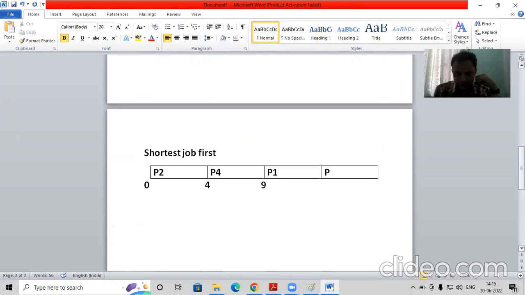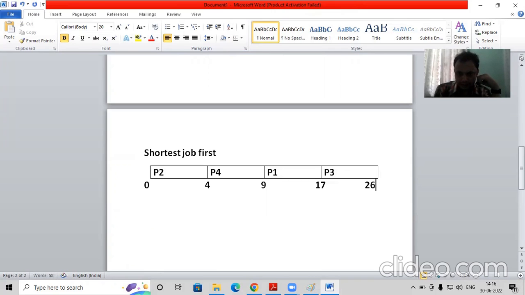P1 takes 8 milliseconds, so the total here is 17. Next, P3 takes 9 milliseconds, which means here 26 milliseconds.